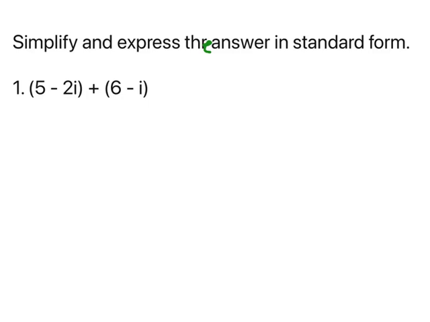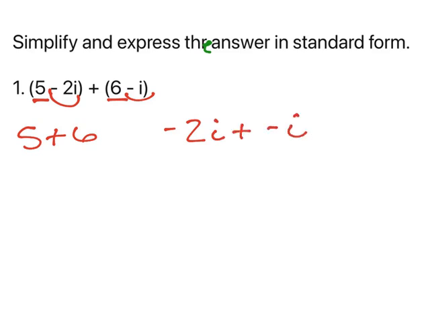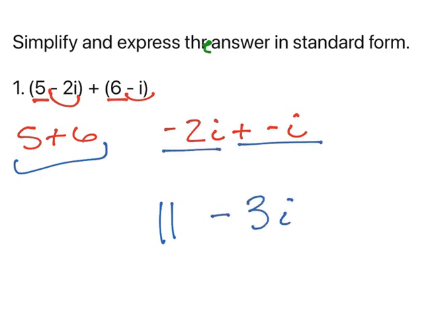So recall, we are adding two complex numbers. When we do this, we're breaking it up and saying, okay, we're going to add the real parts. So we're going to have 5 plus 6. And then we're going to add the imaginary parts. So -2i plus -i. So 5 plus 6 is 11. -2i plus -i is -3i. So you can either write that as 11 minus 3i or 11 plus -3i. It's the same thing, but standard form means the real part is first, the imaginary part is second.